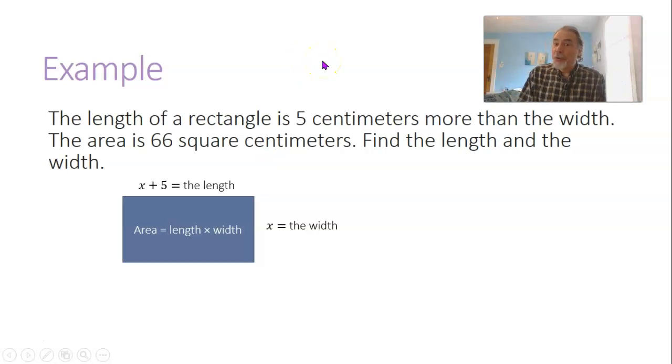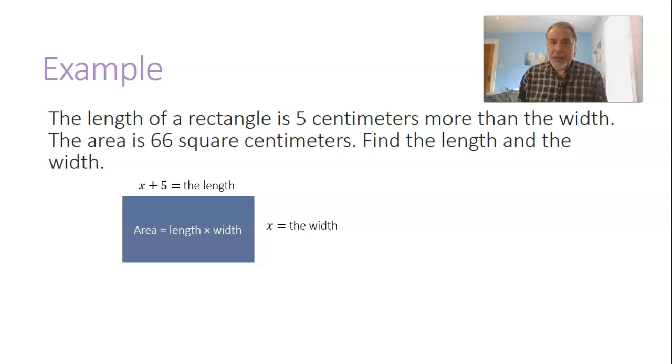We're trying to find both numbers, and what we know about them is that the length is 5 centimeters more than the width. So if the width is, say, 2, the length would be 5 more than 2, which is 7. If the width is 3, the length would be 5 more than 3, which is 8. If the width is 20, the length would be 5 more than 20, which is 25. So whatever the width is, the length is that number plus 5.